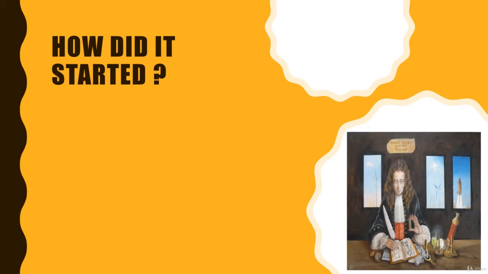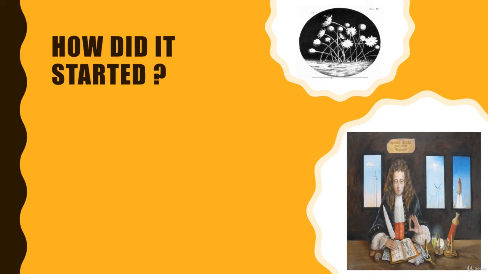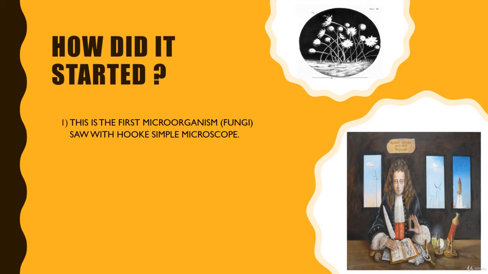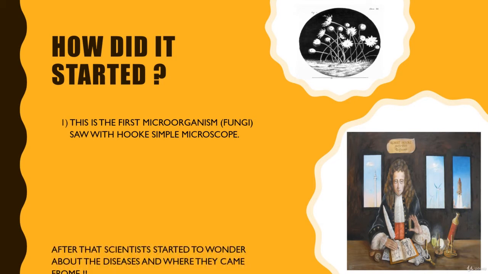As you can see in this photo, this is one of the greatest scientists ever. He is Robert Hooke, an English natural philosopher, architect, and polymath. He discovered cells and called them cells. Also, he drew them in his book Micrographia. From there, we got the first drawing of a microorganism, which was the fungus Mucor. This is the first microorganism seen with Hooke's simple microscope.